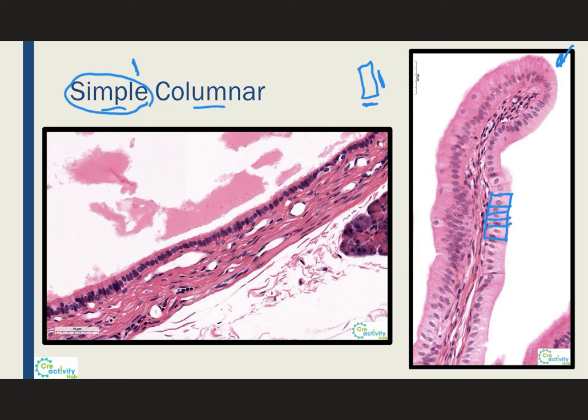Since we are able to see only one nucleus in a row on this side of the tissue, this means that this is a simple columnar epithelium. Sometimes it can be a little bit confusing.